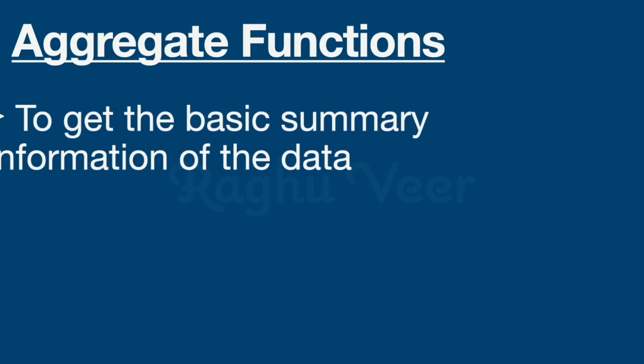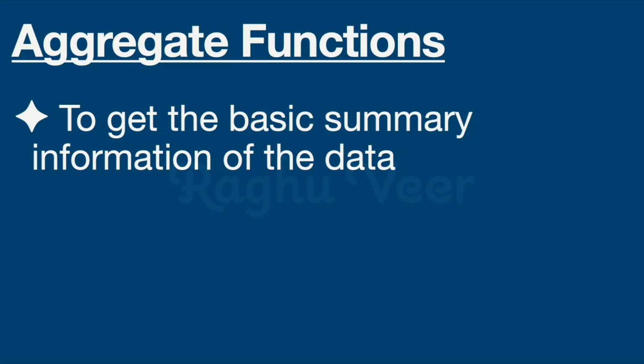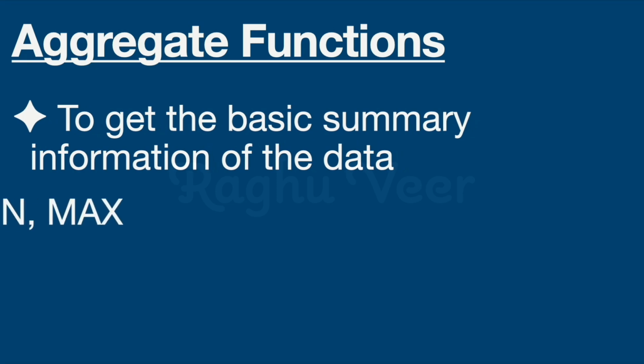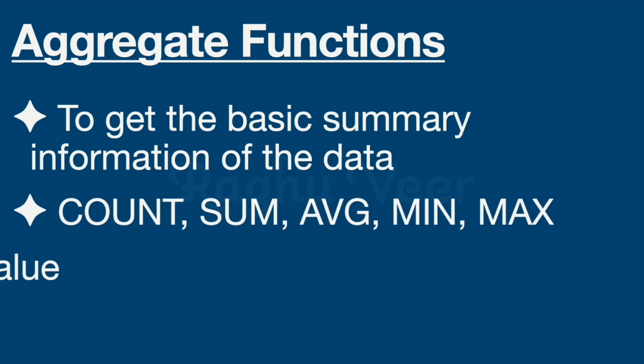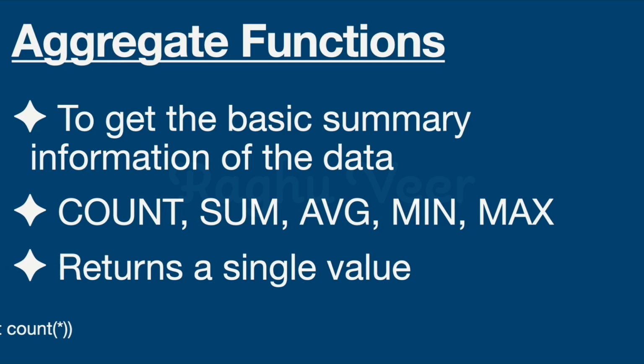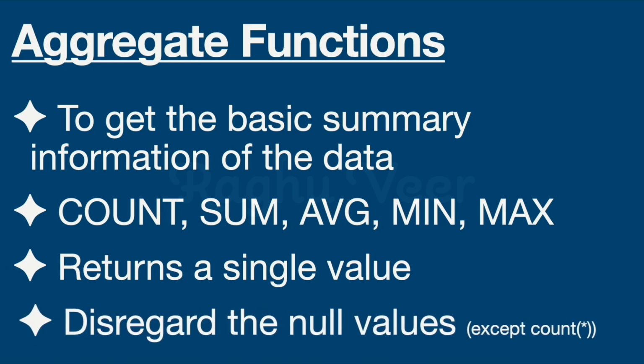Aggregate functions. We use aggregate functions to get the basic summary information of the data. Count, sum, average, min, and max, these are aggregate functions. All of these return a single value, and when calculating the aggregates, these functions disregard the null values.